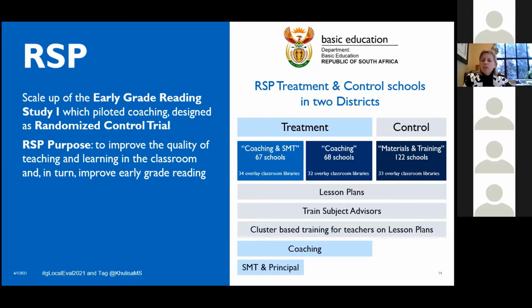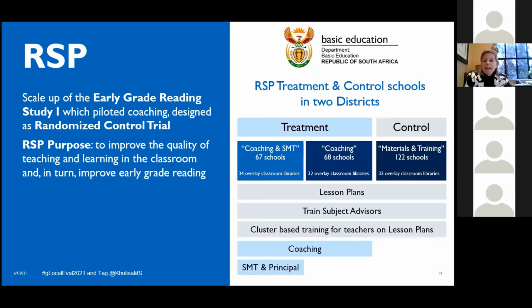There were 68 schools that got coaching only, so they didn't get the SMT training. And then the materials and training went to 122 schools. So everybody got the materials and the training, and that included the lesson plan. So it was a daily lesson plan that the teachers had to follow. The subject advisors who were supporting them were supported for all of the schools, and the training was provided. The coaching and the SMT was provided to a more limited group.